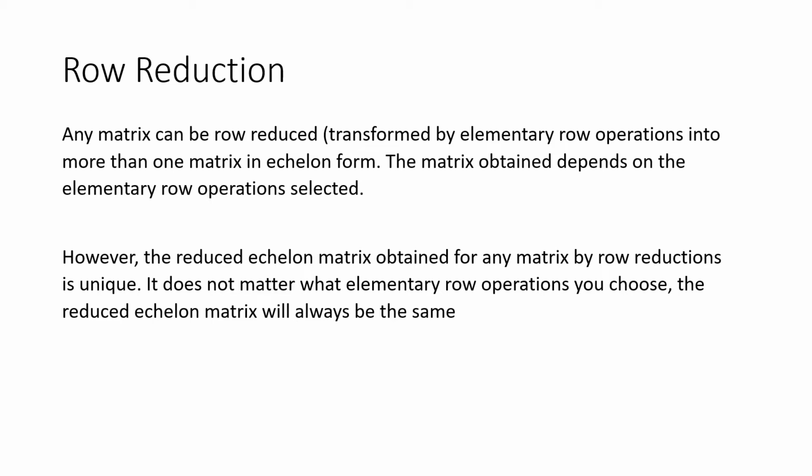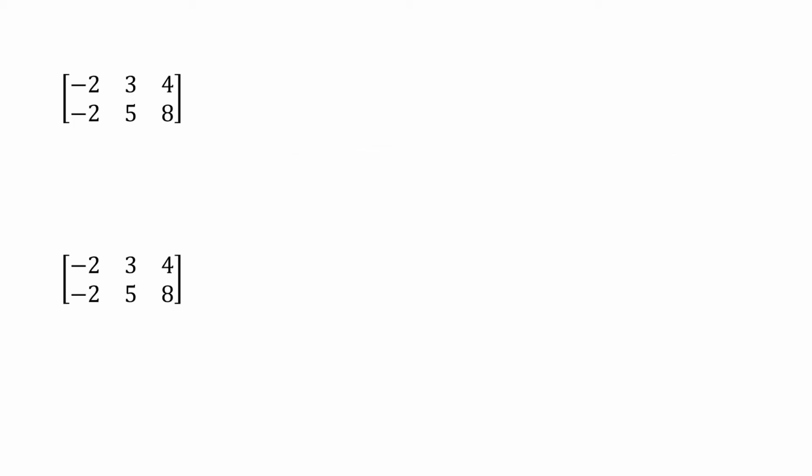So let's look at an example of this happening. So here's a matrix, same matrix twice. We're going to turn it into row reduced echelon form in two different ways. So what can we do? Let's take this first one. Let's first turn row 1, take the negative of it. So negative row 1 becomes the new row 1. That's an elementary row operation. So row 1 becomes 2, negative 3, negative 4. Row 2 stays the same.